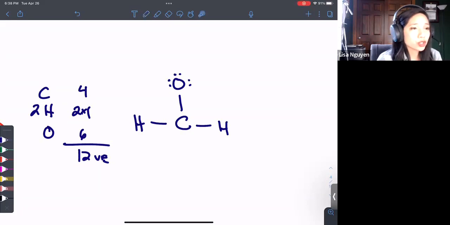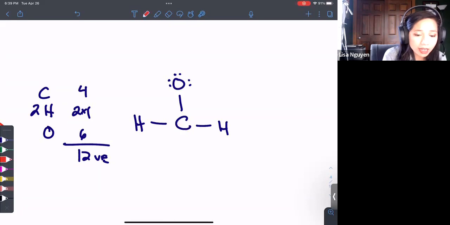So the next step here is you check octets. Hydrogen's fine with just 1 bond. Oxygen has 1, 2, 3, 4, 8 electrons, but carbon here does not have enough. So this is a problem. This is where we need to start drawing double bonds to carbon so it can have a fulfilled octet.